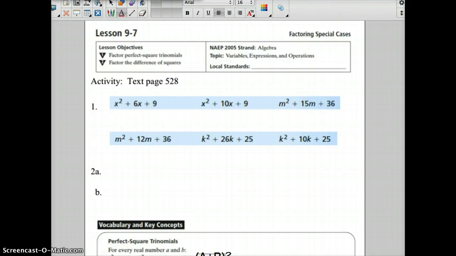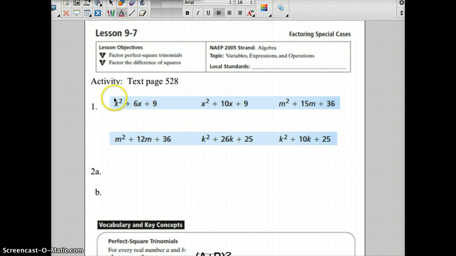Welcome to lesson 9-7. We're factoring perfect square trinomials and we're also factoring the difference of two squares. Let's think back to some of our special cases that we had when we were FOILing, multiplying binomials times binomials. Think about the patterns that we saw.